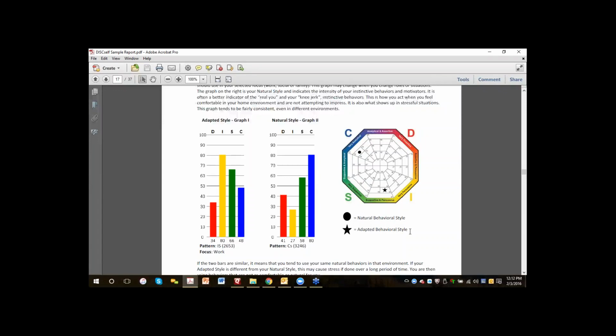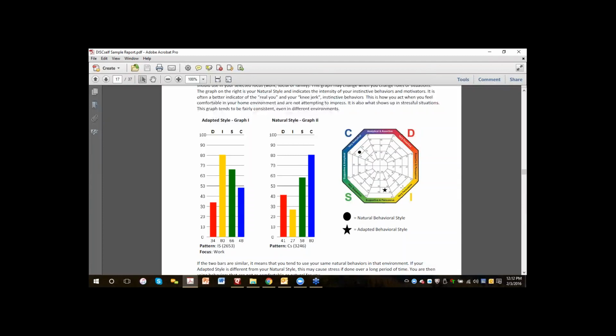Let's hope that this difference between natural and adapted in these graphs was a one-day event. If this were an everyday event, not good. Not good at all. If it's a one-day event, not that big a problem. So that would be our natural style.